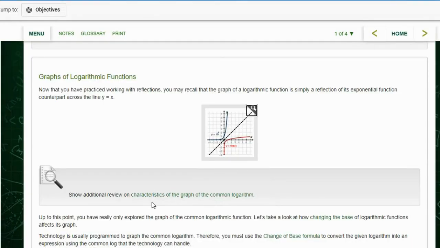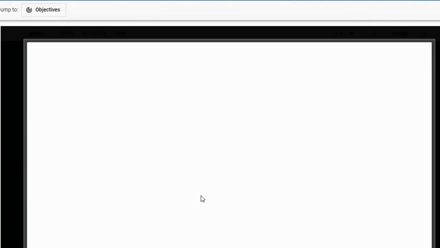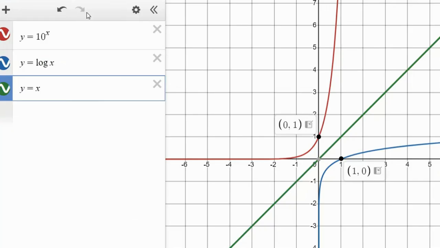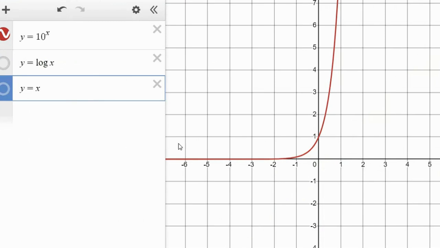If we want to see additional characteristics, let's look at more characteristics of the graph of the common logarithm, which is what we just have on Desmos. So the domain of an exponential function is all real numbers, right? Let's turn off this one. The domain is all real numbers. The x's go from negative infinity to infinity. Now, it takes a long time to get to infinity because it's going up so fast, but it keeps going to infinity. And the range is y is greater than 0.